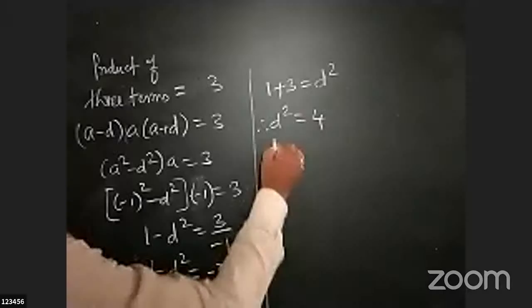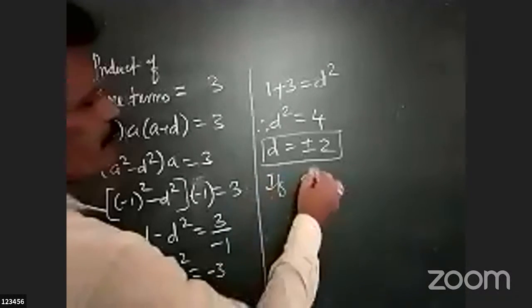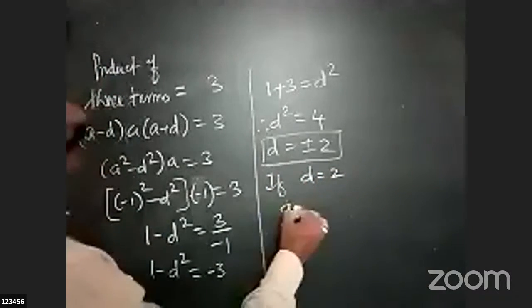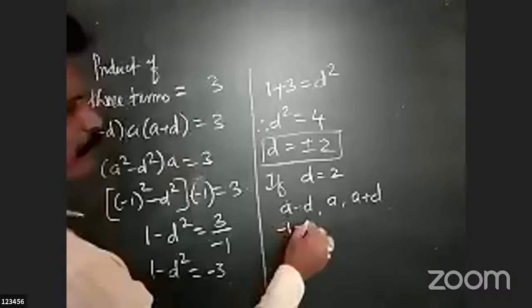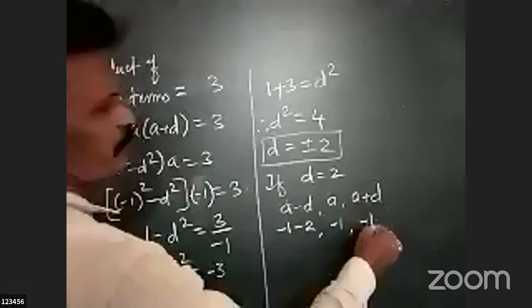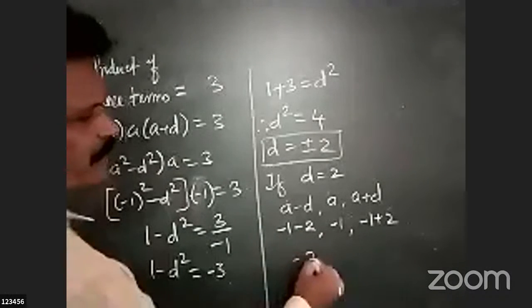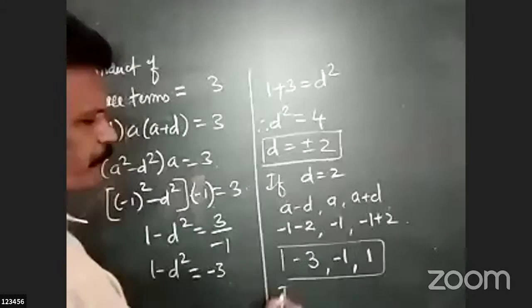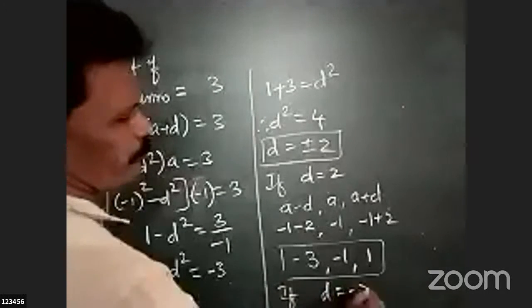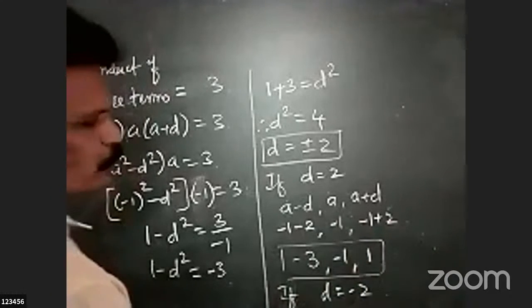If D is equal to 2, you are considering A minus B, A, A plus B: -1 minus 2, -1, -1 plus 2. -1 minus 2 will become -3, -1, and -1 plus 2 is equal to 1. If D is equal to -2, you are considering the same numbers in reverse order: 1, -1, -3. This is what you are getting.